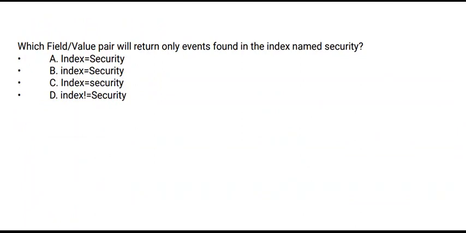Next question is, which field value pair will return only events found in the index named security? Options are option A, index equals security. Option B, index equals security. Option C, index equals security. And option D, index equals security. The correct option is option B.